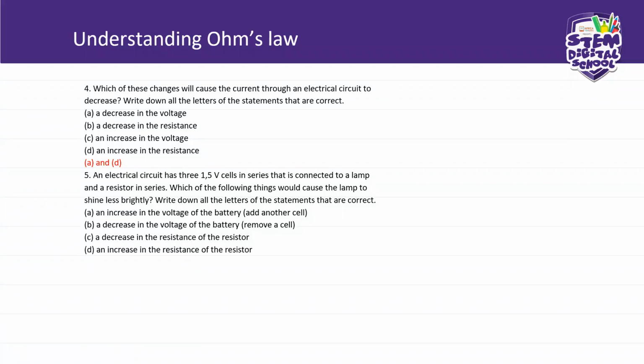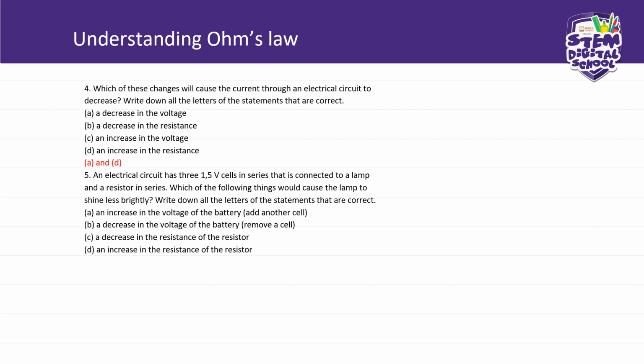Next question: an electrical circuit has 3 1.5 volt cells in series, connected to a lamp and a resistor in series. Which of the following things would cause the lamp to shine less brightly? Write down all the letters of the statements that are correct. A, an increase in the voltage of the battery. Add another cell.